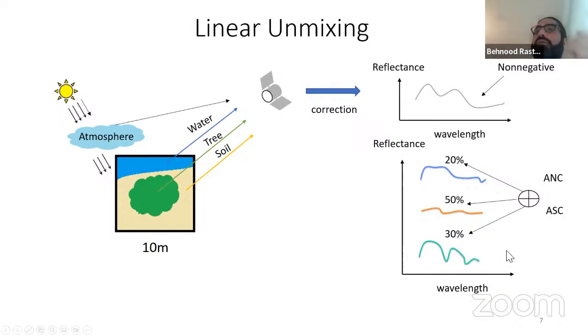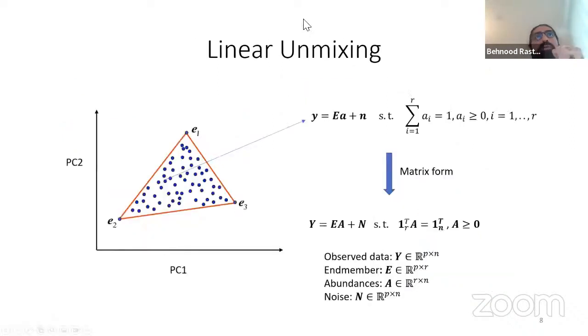It's just a concept here. And that is what we call the abundance sum to one constraint. And each of these portions cannot be negative, and that's obvious. And therefore, we hold abundance non-negativity constraints when you want to solve this linear problem. So any questions so far? Okay. Then I move on.